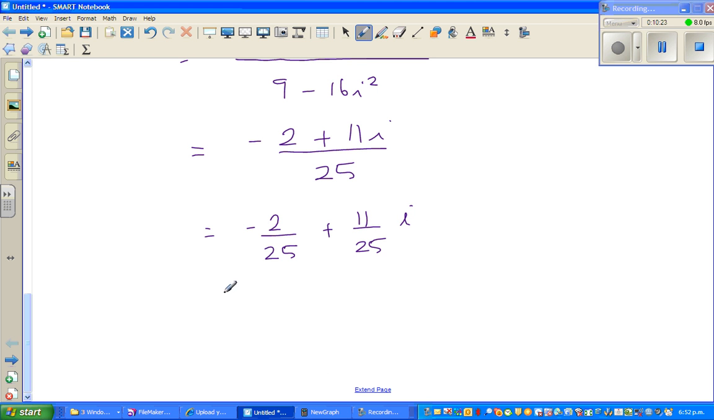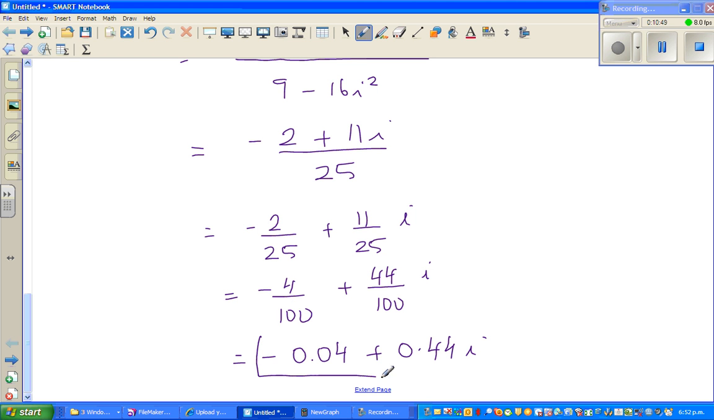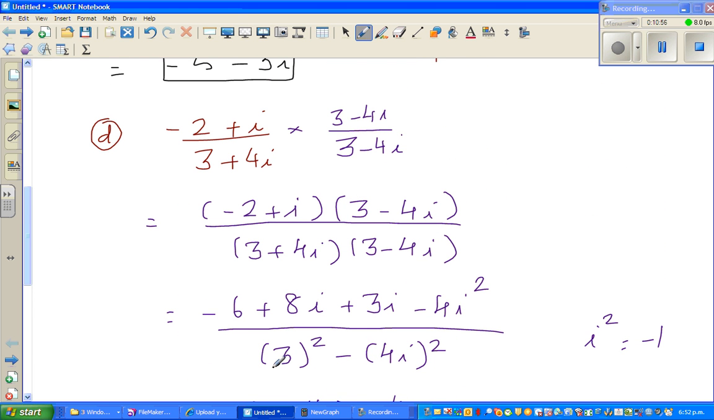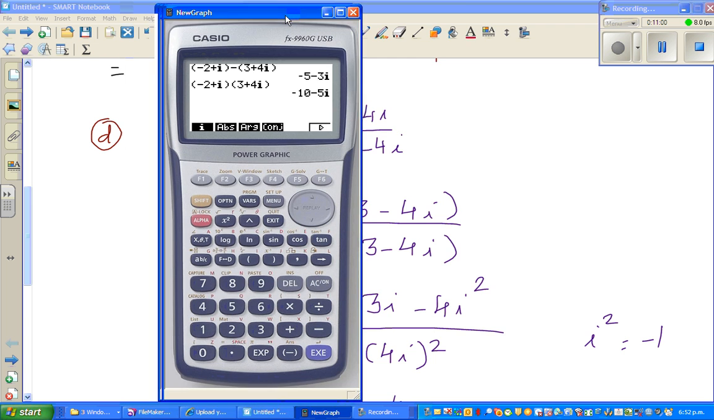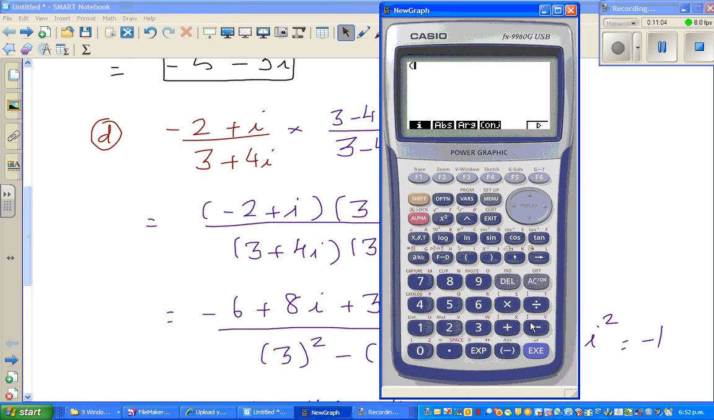Okay, so if you multiply both by 4, this is minus 4 over 100 plus 44 over 100. I'm doing this just to check whether my calculator gives you the same answer. This is minus 0.04 plus 0.44i. Okay, so this can be the answer, but I'm simplifying this just to check whether the calculator gives you this answer. So what did we do? We did minus 2 plus i divided by 3 plus 4i. So let me move this. Close the bracket and just see.